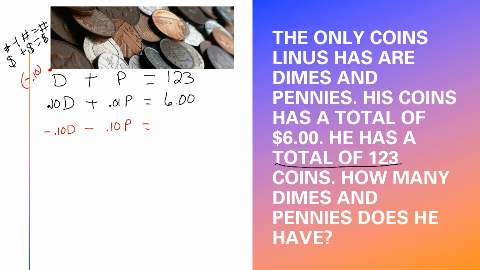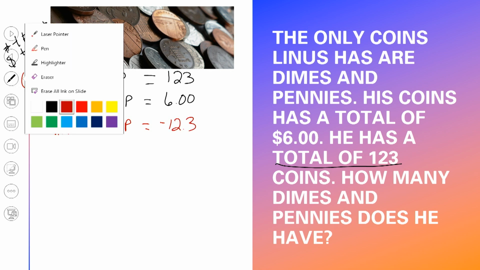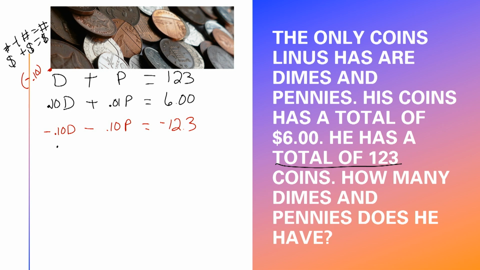0.10p equals. Now, we're going to have to multiply this. We're going to have negative 0.10 times 123. And what do I get? I get a negative 12.3. Then I'm going to plug my other equation under the bottom, just the way it is, because we have not changed it. And like we said, we're going to add.